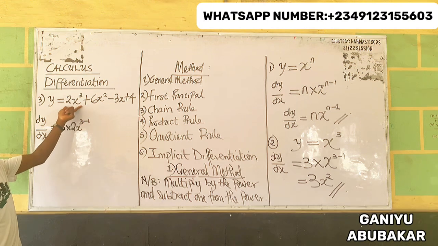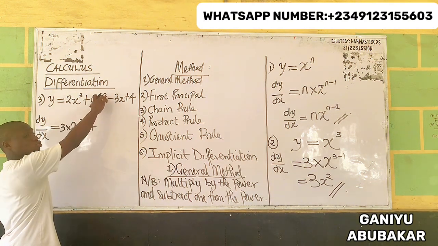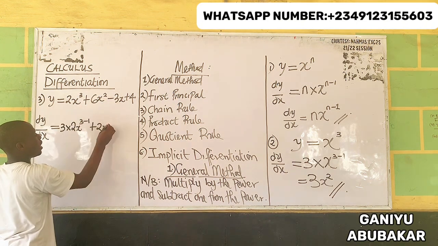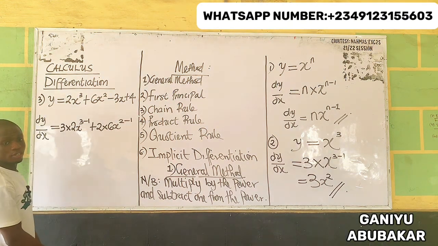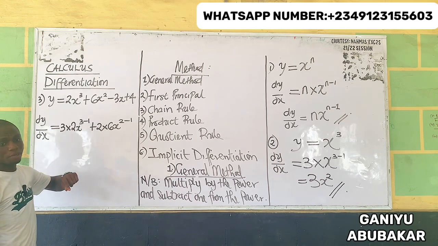I'm done with this. Plus, I have a plus sign here. What's the power here? 2. Write out the power first. Then what? Repeat this. I have 6x squared. Then what? Subtract 1. Multiply by the power and what? Subtract 1 from the power, please.